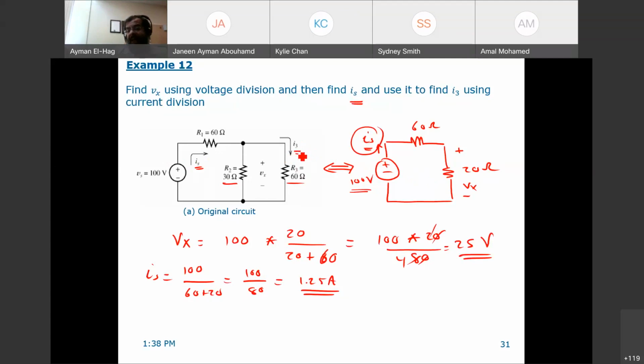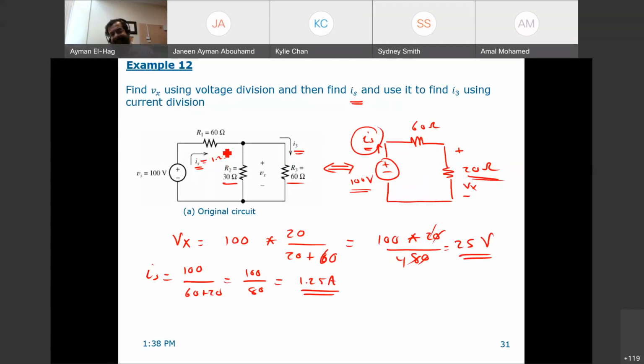I cannot find I3 from this circuit. Why? Because I already combined R2 and R3 in one resistance, which is 20 ohm. So I cannot find I3 here. But if I go back here, because these two circuits are equivalent, now the current here is 1.25.